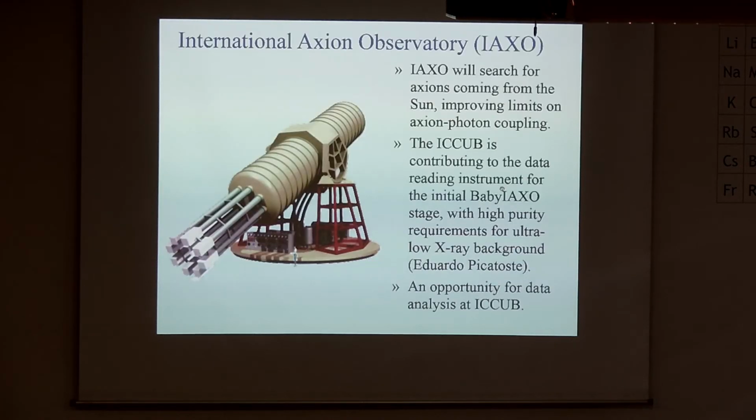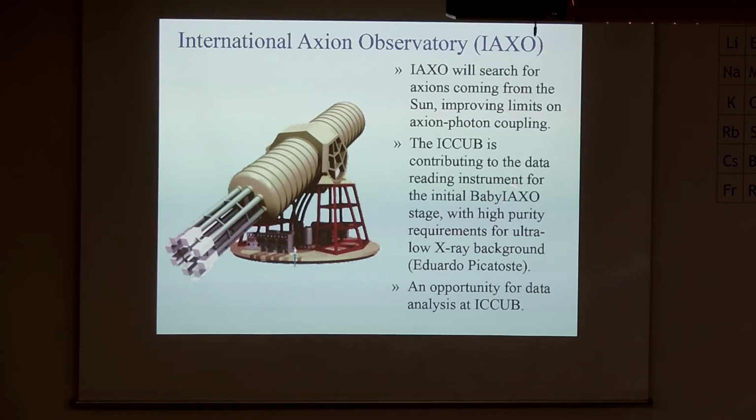Okay, so one experiment that is proposed and trying to do this is the International Axion Observatory, in which the ICCUB is participating. IAXO is basically like a telescope. This is the magnet. You point it to the sun, and then the X-rays are collected and sent to these tubes here where you put the X-ray detector and so on. And here our institute is contributing to the data reading instrument for the initial.